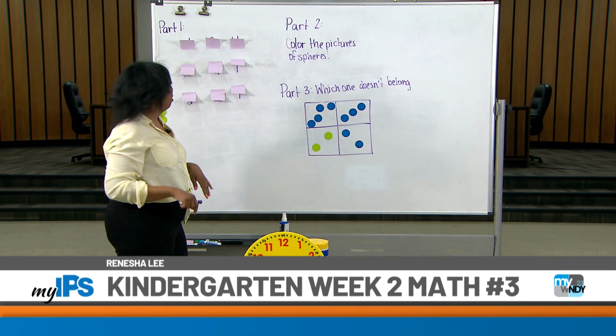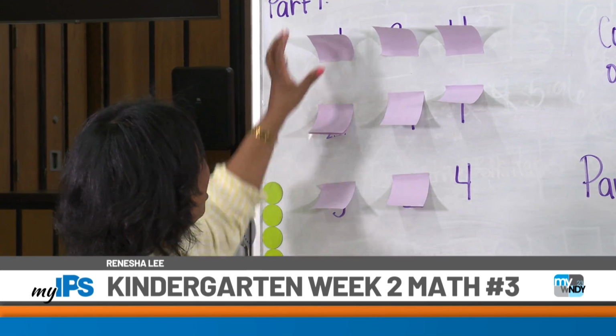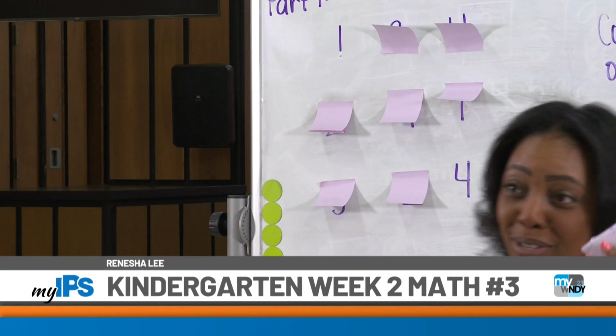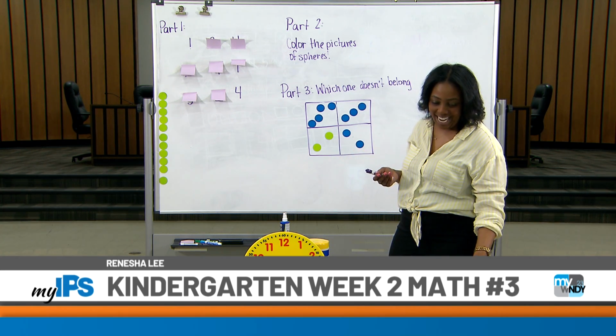Let's just try one more. Here we go. Oh, I've got another 4 and a 1. So that would be one I get to keep, because those 2 numbers, 4 plus 1, equal 5. So that's part 1 for today.